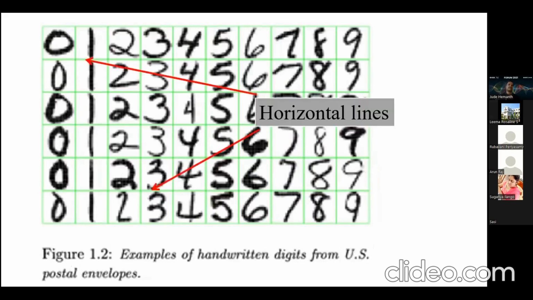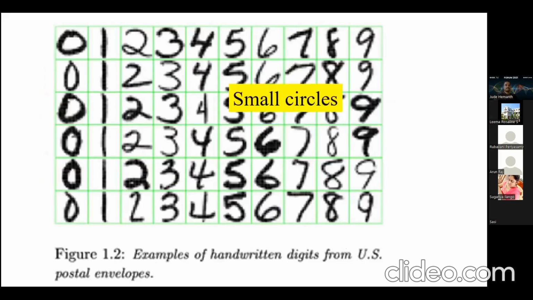Now look at horizontal lines. 0 can have a horizontal line, 2 can have a horizontal line, 4 can have a horizontal line, 5 can have a horizontal line, 7 can have a horizontal line. Right? Again, more than one digit. Again, the machine will get confused. Small circles: 2, 6, 8, and 9. Anything can have small circles.